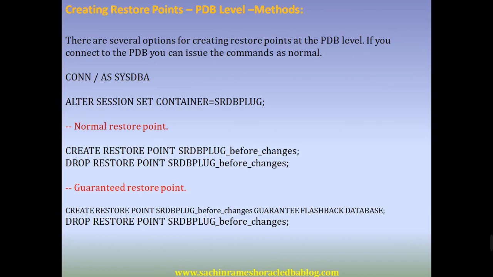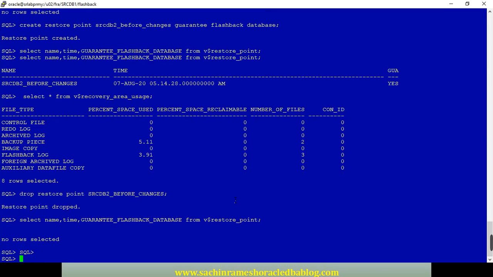Next we will go with creating a restore point at the PDB level. There are multiple methods, so now we will see one by one. There are several options for creating a restore point at the PDB level. If you connect to the PDB, you can issue the command as normal. Or we can use alter session set container for the PDB, for the normal restore point creation and the guaranteed restore point creation. We are going to do that.